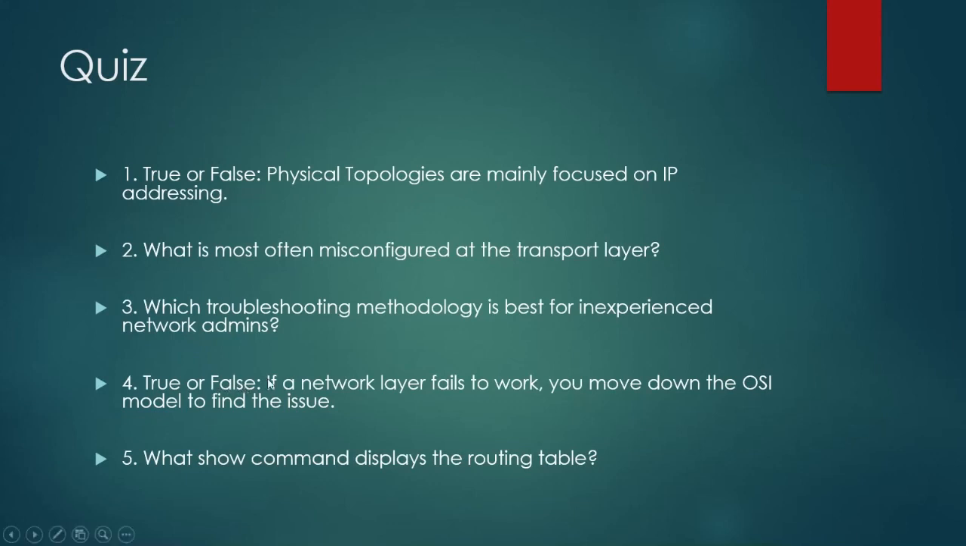True or false, if a network layer fails to work, you move down the OSI model to find the issue. Yes, that's true. If you're at the network layer and you're not having connectivity, you're going to want to move down and see if your problem is at the data link layer or the physical layer. And finally, what show command displays the routing table? That would be show IP route.